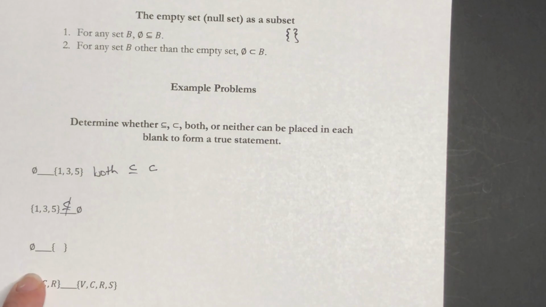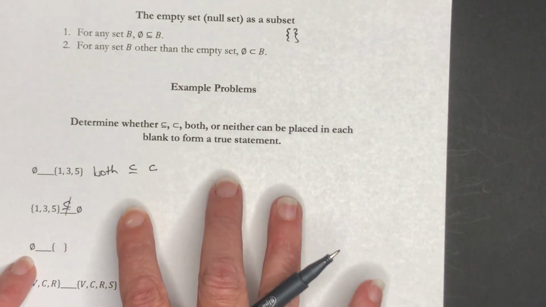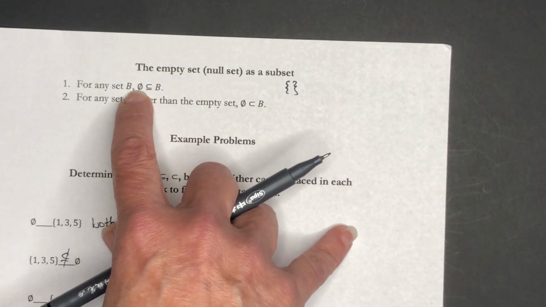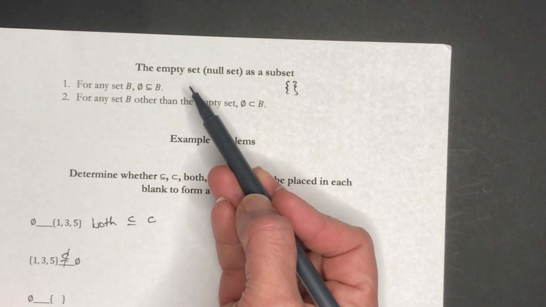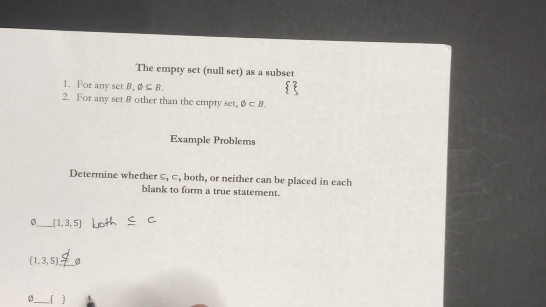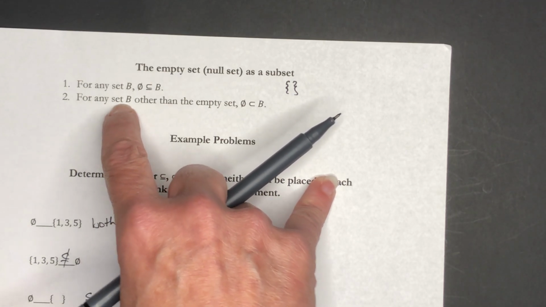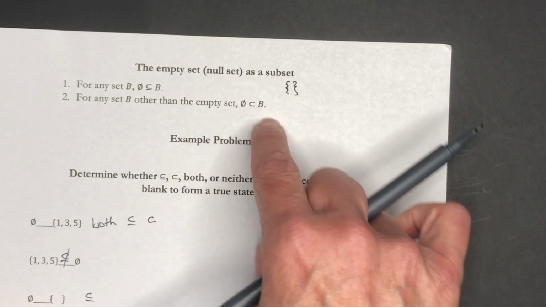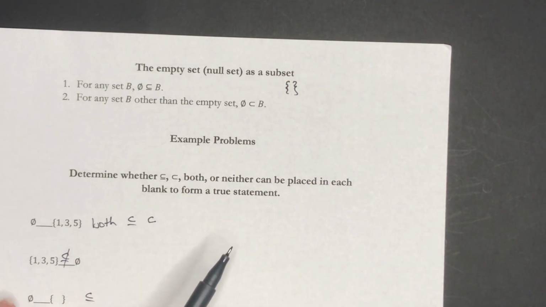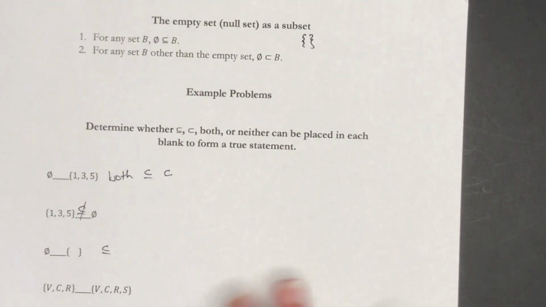Okay, so let's look here. We have the empty set and the empty set. Okay, so is it a subset? Well, yeah, the empty set is a subset of everything. So it's definitely a subset, but is it a proper subset? No, because if B is anything other than the empty set, it is a proper subset, but we have two empty sets equal to each other, so this is the only one we can use. We cannot use the other one.